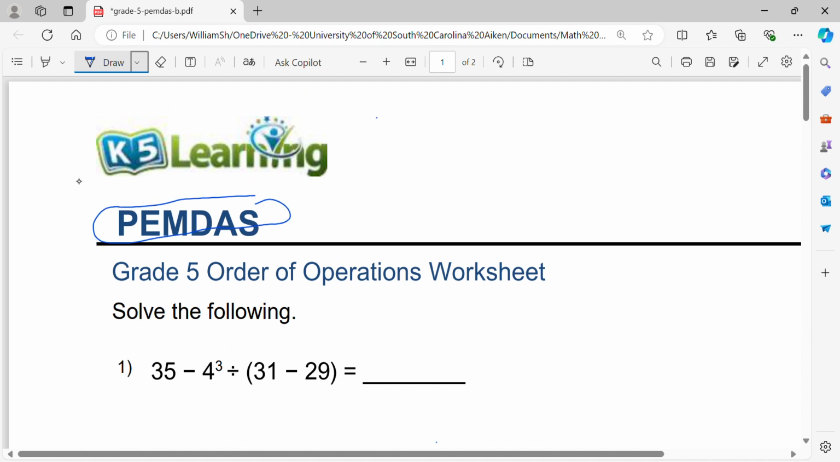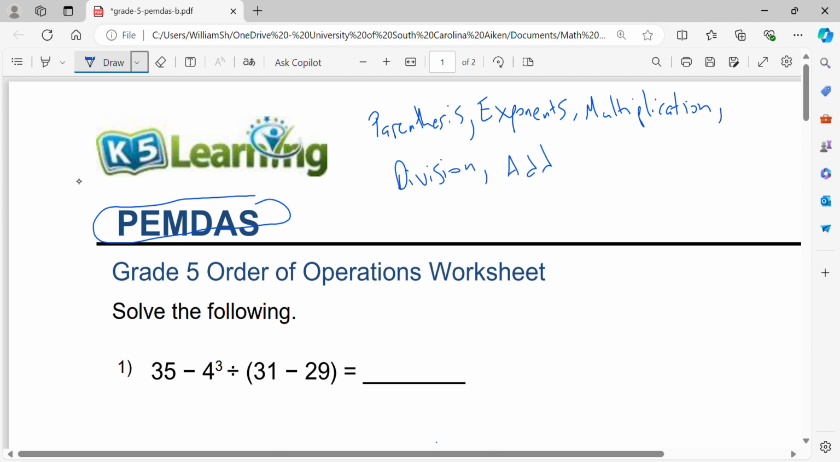PEMDAS stands for parentheses, exponents, multiplication, division, addition, and subtraction. This is your order of operations and the order in which we do them.